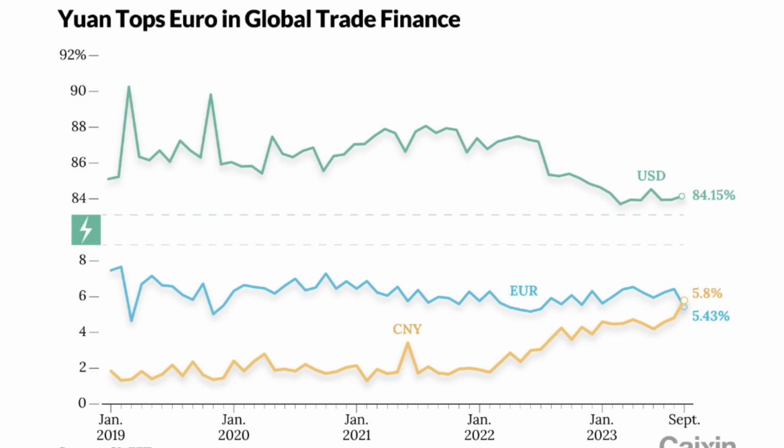And if we now have a look at this chart, which shows the most used currencies for global trade finance between 2019 and September 2023, it shows a really interesting trend. And just to note here, the scale on the left-hand side shows the percentage of global trade, but it's been truncated. The bottom section shows the percentages between 0 and 8%. We've then got a lightning bolt, which indicates that we've cut down the middle section of the chart, and the top section shows the percentages between 84 and 92%.